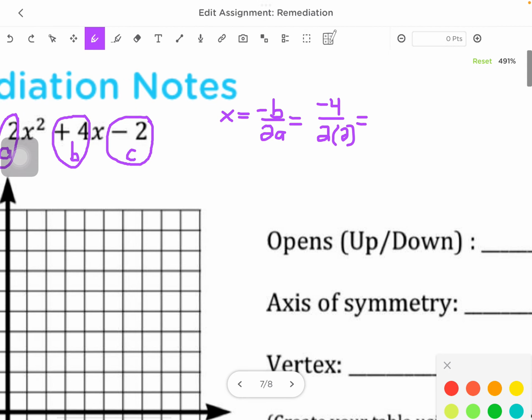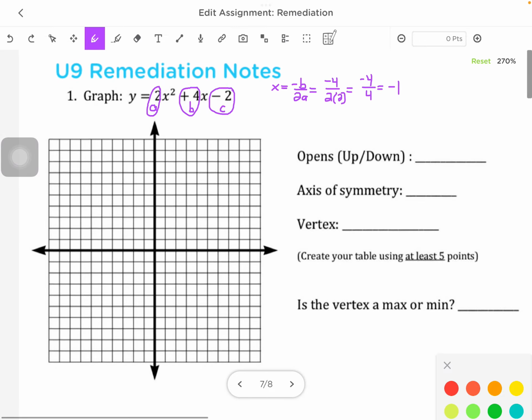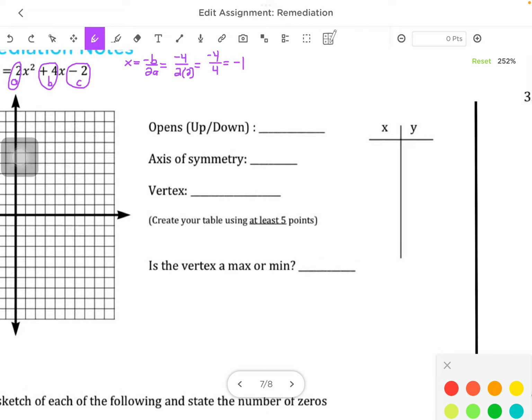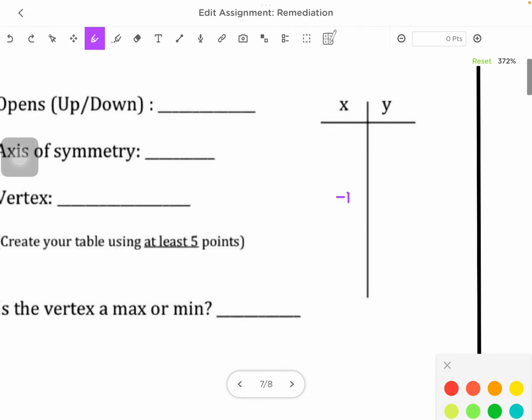All right, so I'm going to figure out the value of that. I'm going to calculate the denominator, so I'm going to multiply 2 times -2 and write that out. And now I can just divide -4 divided by 4, and that's going to be a -1. Now that I have that, I can go to my table, and this -1 is going to be the middle x-coordinate for my table. So I'm going to put that in just like that.